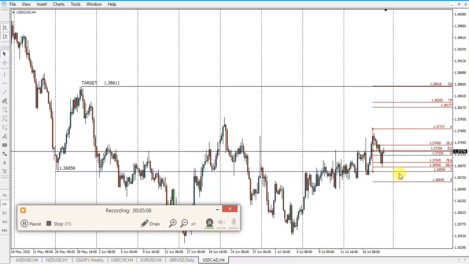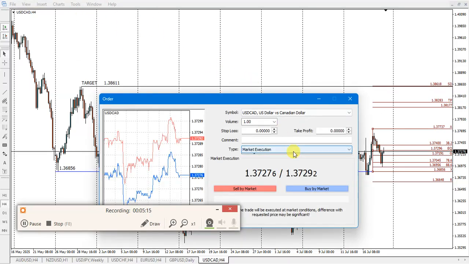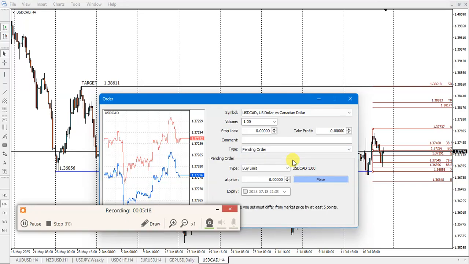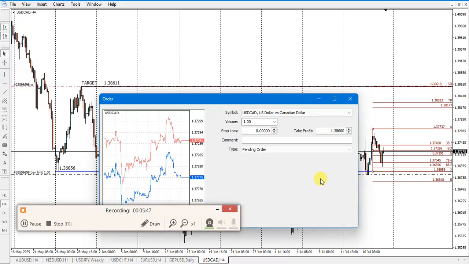As such, this right here becomes my entry, and that becomes my target. Let's just place this order right away. We talked of two daily equal lows somewhere down. So I'm going to go with 1.368, and then a profit target of 1.38600. And that right there is my order.